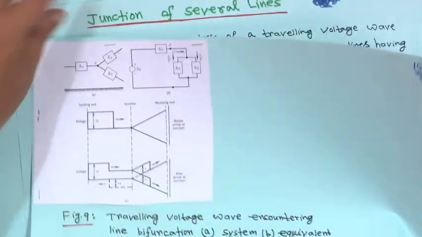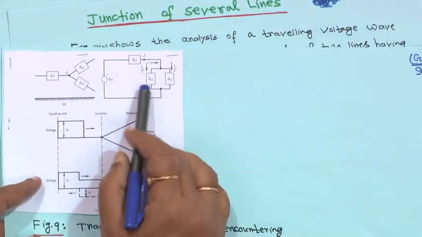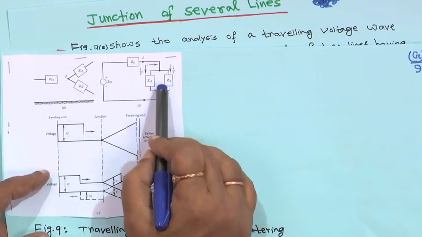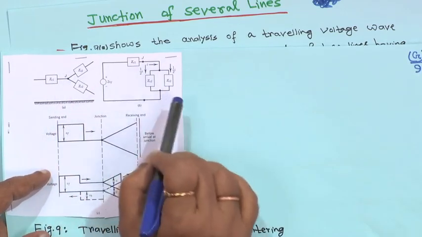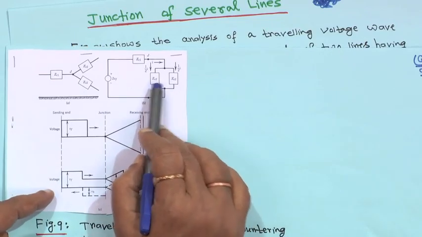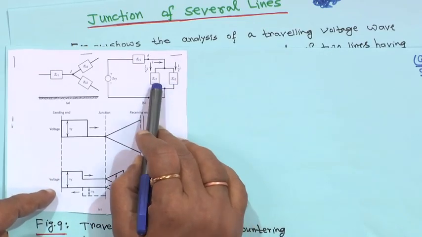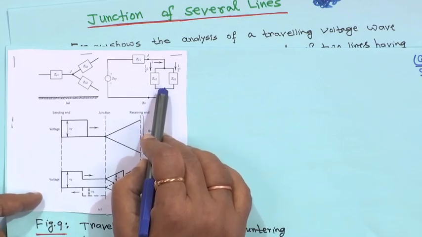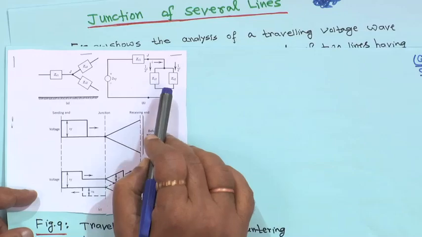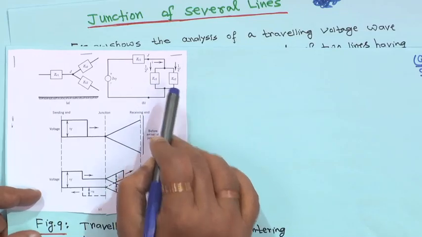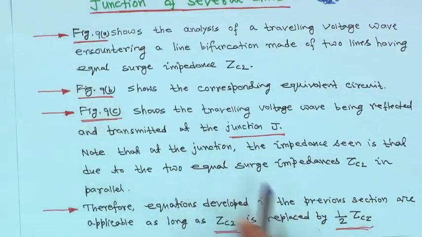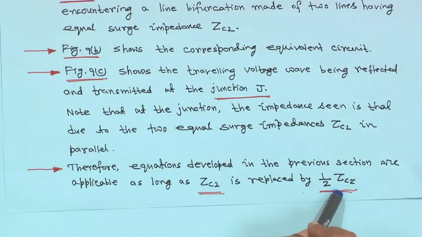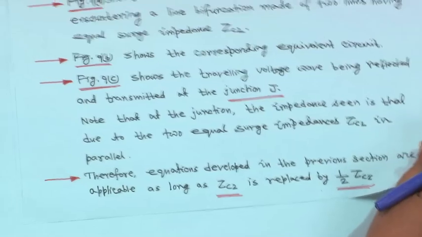Previously, in the circuit analysis, the line was terminated by only one ZC1 and another ZC2, but in this case two parallel lines are there. Therefore, ZC2 will be replaced by half of ZC2, and the rest will remain the same. That is why the equations developed in the previous section are applicable as long as ZC2 is replaced by half ZC2.